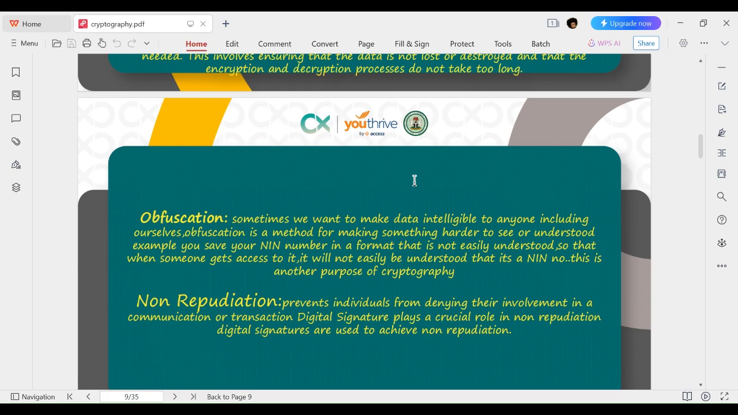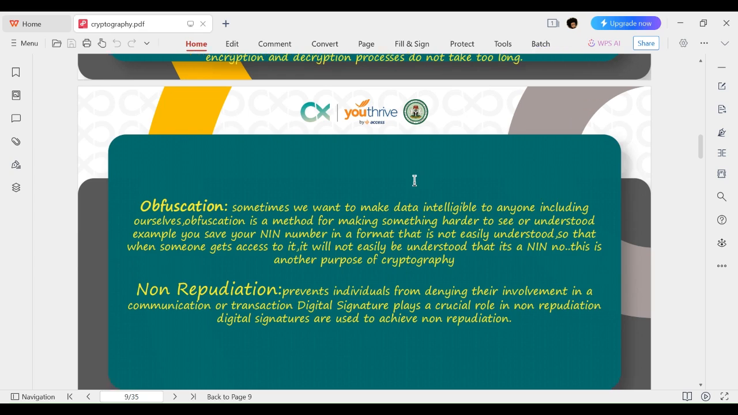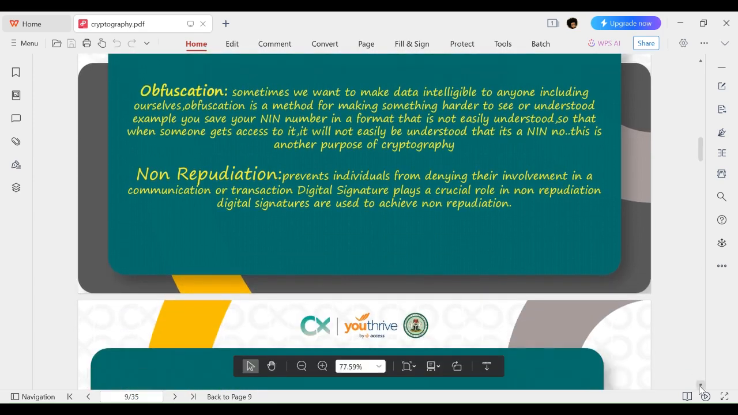So another goal of cryptography is non-repudiation. Non-repudiation prevents individuals from denying their involvement in a communication or transaction. Digital signature plays a crucial role in non-repudiation. Digital signatures are used to achieve non-repudiation. Let's say I sign a document digitally and I send it to someone else. The digital signature would say that I'm the one that signed it and I cannot deny it in case of any emergency or any situation. I cannot deny that I'm the one that signed it. So the information is there.